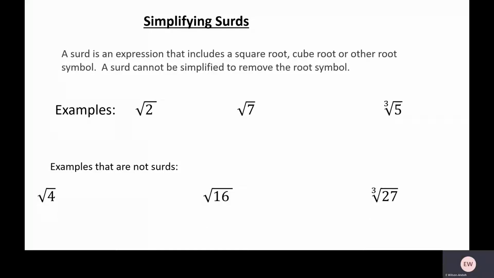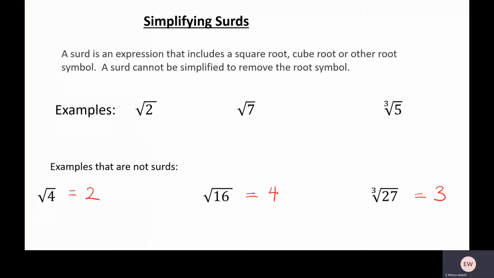Some examples that are not surds. We have square root 4. Now, square root 4 is equal to 2 when we simplify it, because 4 is a square number. So if we do the inverse, which is the square root, we get 2. 16 is a square number, so root 16 will be 4. And cube root of 27 is 3.